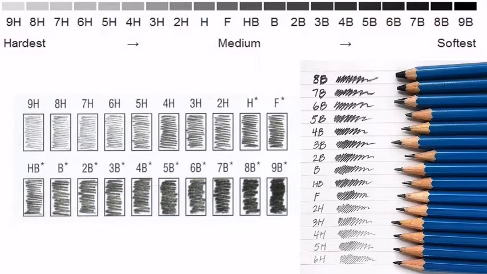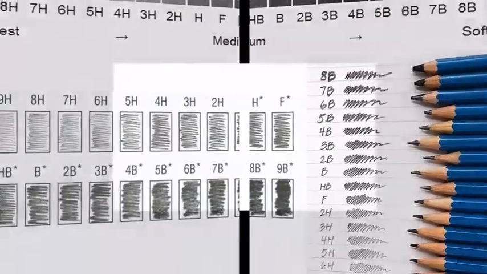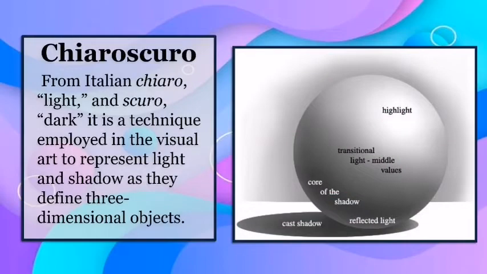We also have to apply the proper lighting and shading. That's why we have to learn the technique of chiaroscuro. Chiaroscuro, from Italian chiaro, which means light, and scuro, which means dark, is a technique employed in the visual art to represent light and shadow as they define three-dimensional objects.